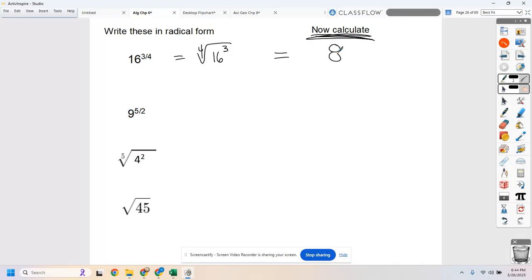Okay, next one. The bottom number kicks out. So this is a square root, and then 9 to the 5th. Okay, 9 to the 5th is what that looks like. This is when I write it in the other form. And now I'm going to calculate that. 9 to the power of 5 divided by 2. It gets us an answer of 243.